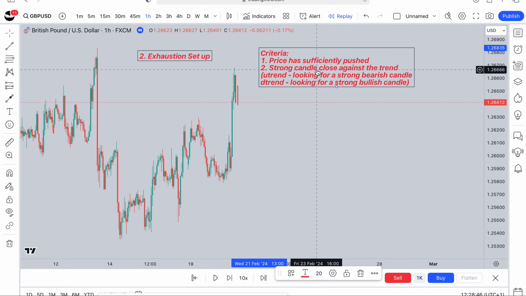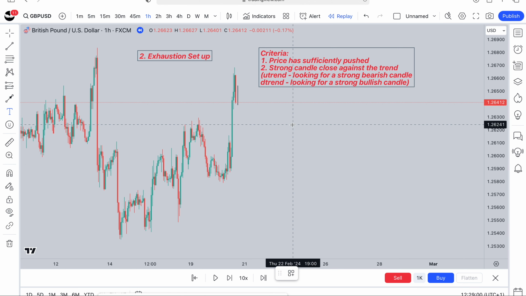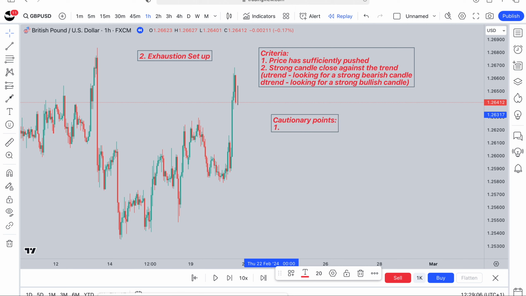Right, so once you've got the strong candle close, what are we looking for? It has to be a strong close. Doesn't matter if there's a wick, even if it's a little bit of rejection, just go ahead and take it. Now, what are some things to be watching out for? Maybe I should have put this in the other one. So let's say cautionary points: you don't want to be taking these trades if you are late into the exhaustion.